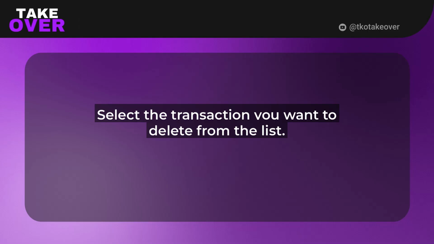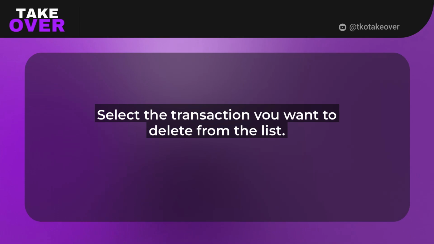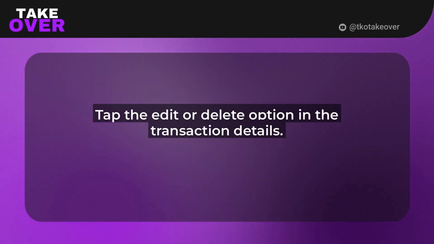Step 3. Look for the Edit or Delete option. In Honeydue, this is often a three-dot menu icon in the top right corner of the transaction screen. Tap on that, and you should see a Delete button.